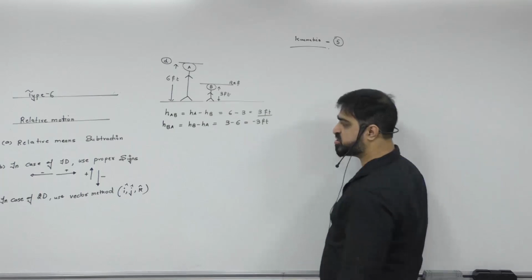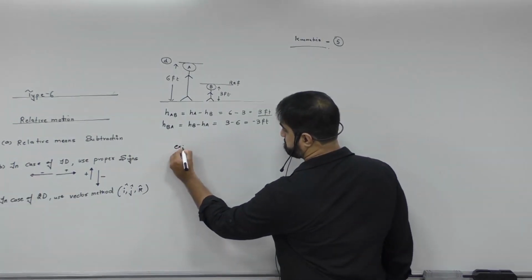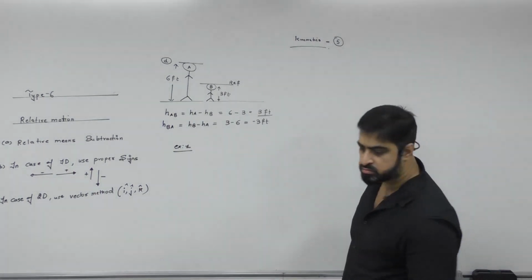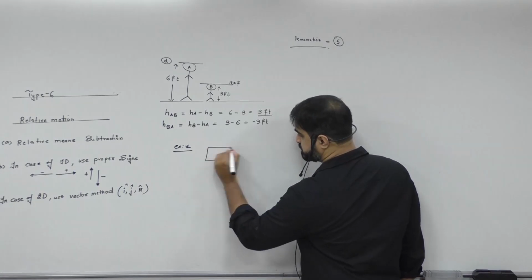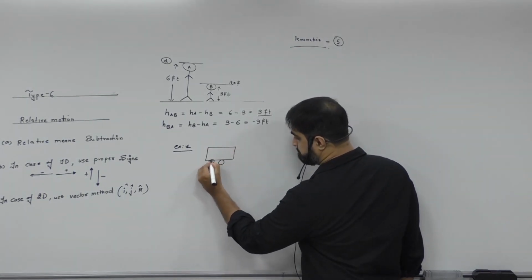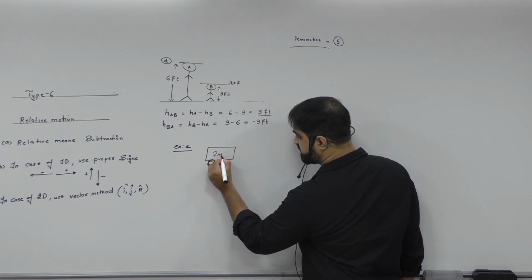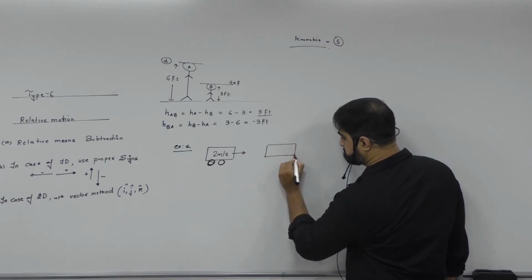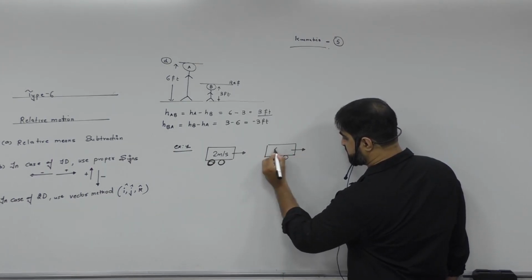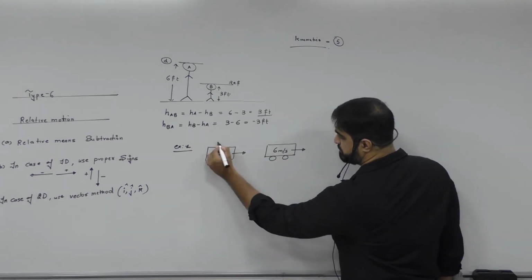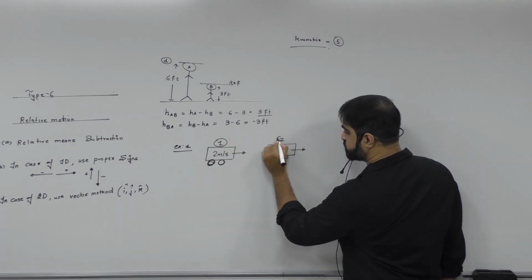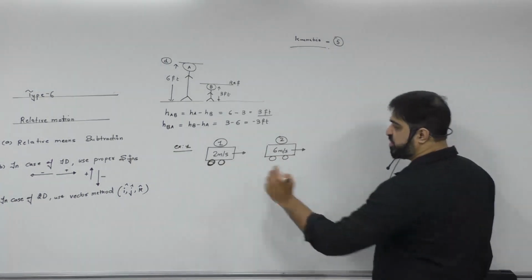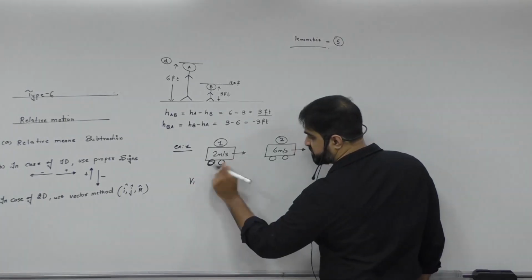I'll give you some other examples also. Listen over here. Example 1. Look over here. There are 2 cars. One is going with 2 meters per second. And other car is going with 6 meters per second. This is 1 and this is 2. I want to find velocity of 1 with respect to 2.